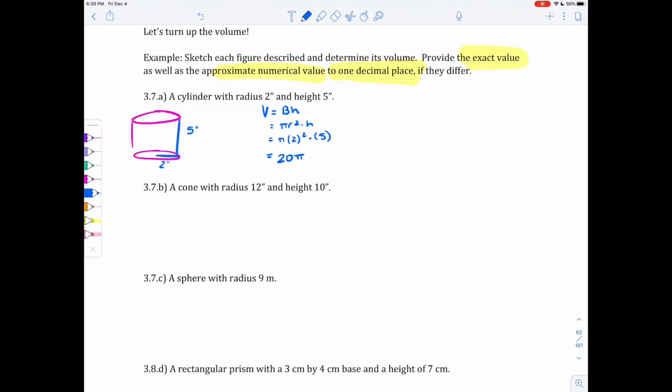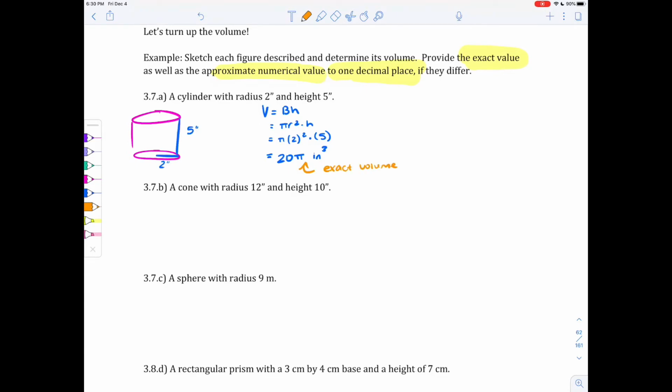Now, what are my units? Here I had inches, and since volume is a 3-dimensional concept, our units are going to be cubed, so we're going to have 20 pi inches cubed. And this here is my exact volume.